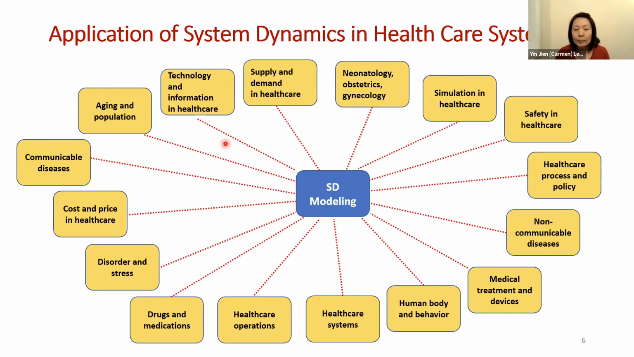From year 2000 to year 2019, system dynamics has been applied in various areas of the health system. For example, aging and population, communicable and non-communicable diseases, healthcare process and policies, neonatology, obstetrics or gynecology, supply and demand in healthcare systems, or even human body and behavior, and medical treatment. Especially after 2013, the publication in using SD in healthcare systems has increased considerably.